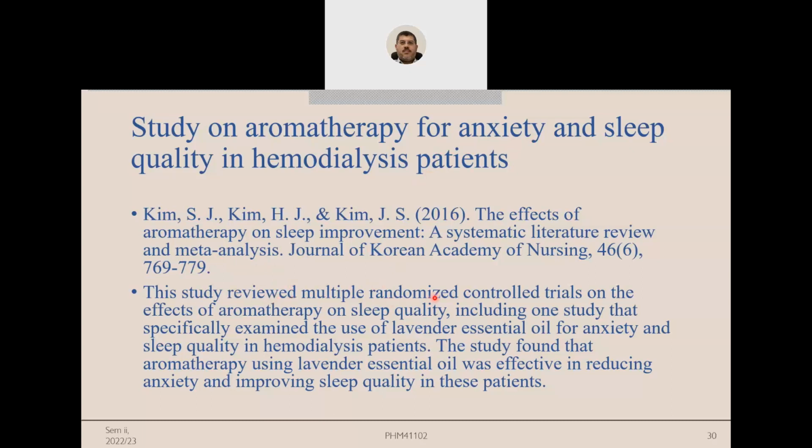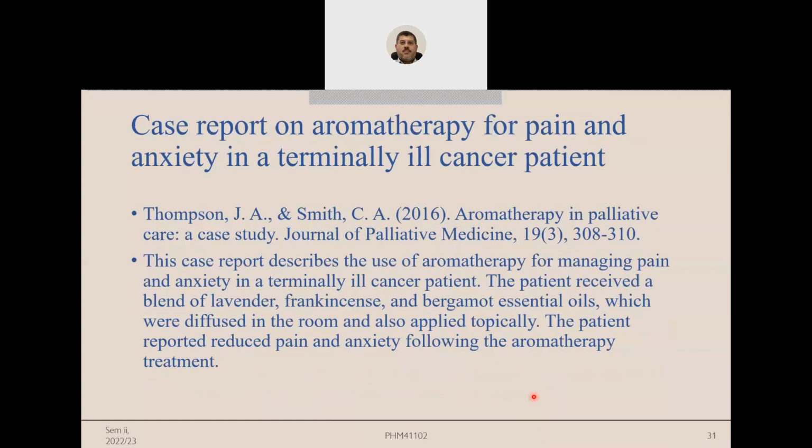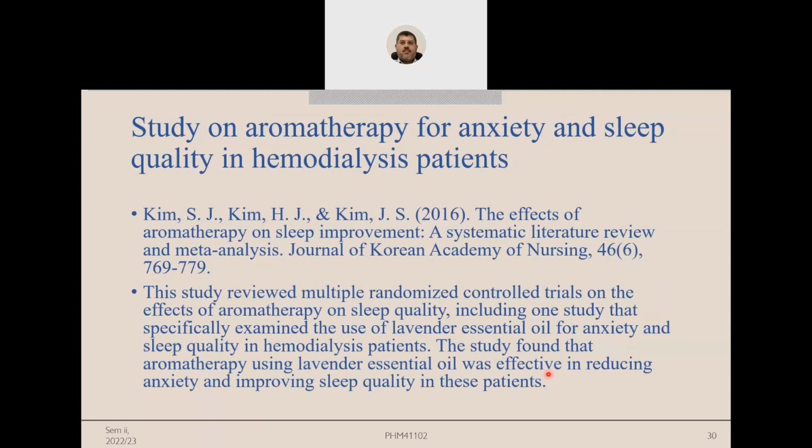The study reviewed multiple randomized controlled trials on the effect of aromatherapy on sleep quality, including one study that specifically examined the use of lavender essential oil for anxiety and sleep quality in hemodialysis patients. The study found that aromatherapy using lavender essential oil was effective in reducing anxiety and improving sleep quality in these patients. So even if you have some studies with negative results, a systematic review will resolve this problem and will tell what the majority or the body of literature is finding. So here we find through systematic reviews and meta-analysis that it is a positive effect.